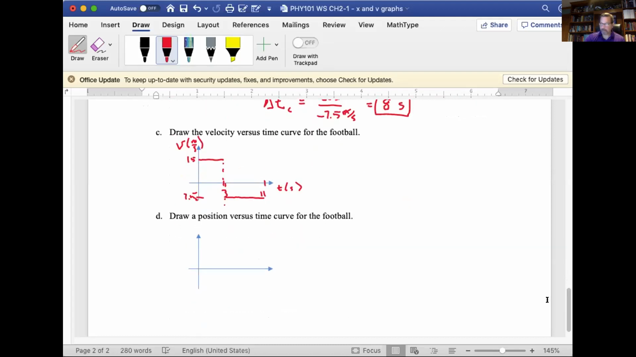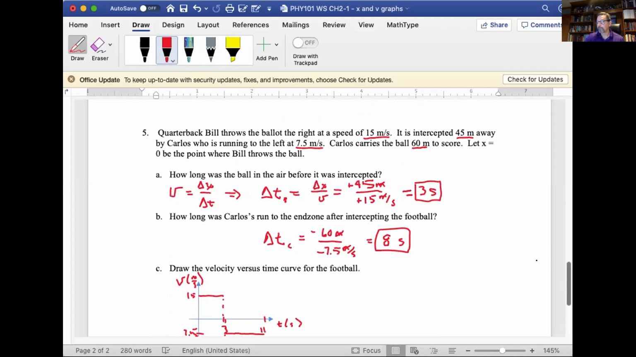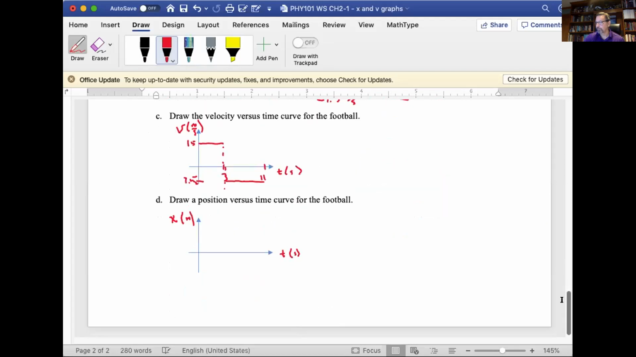Excellent. And so the next thing now is, from this, I want a position versus time curve. And so again, time in seconds, and then velocity in, oops, nope, I'm wrong. Let's get my eraser out here. That's not velocity, that's position. So we'll call it X, that's what I've been calling it, in meters. Okay. And the ball starts, we said in the problem, right up here. Let X equal 0 be the point where Bill throws the ball. So that's where the ball's motion starts.